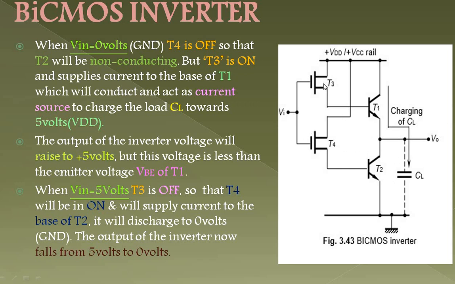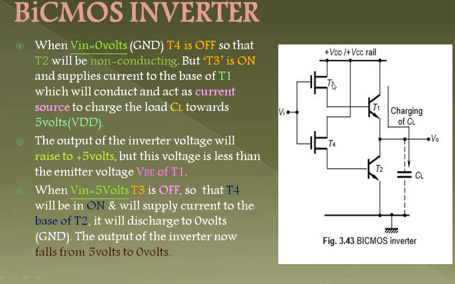But T3 is on. What is T3? NMOS transistor is on and supplies the current to the base of your T1. This is base, correct? T1's base, you are getting the voltage from T3 because it is directly connected to the voltage rail of this one. But T3 is on and supplies the current to the base of T1, which will conduct and act as the current source to charge the load CL towards the 5 volts VDD. Correct or not? So these two paths are off now. There is no current flowing from T3 and T4 and T2. Correct? So PMOS is completely off.